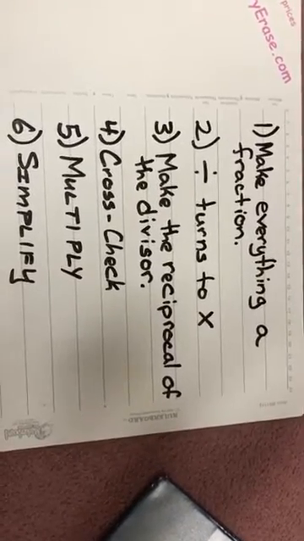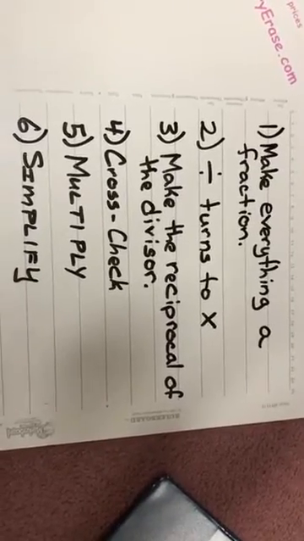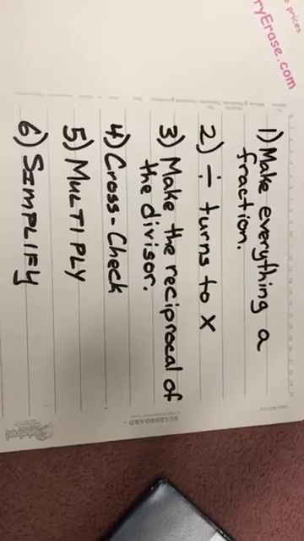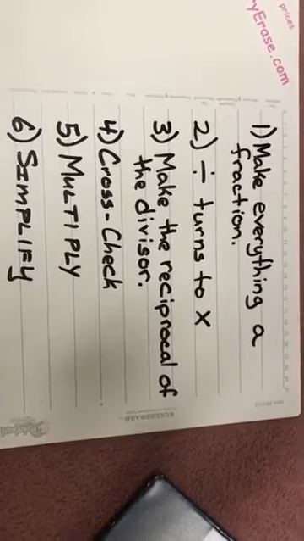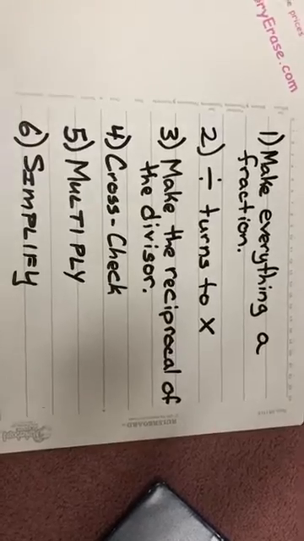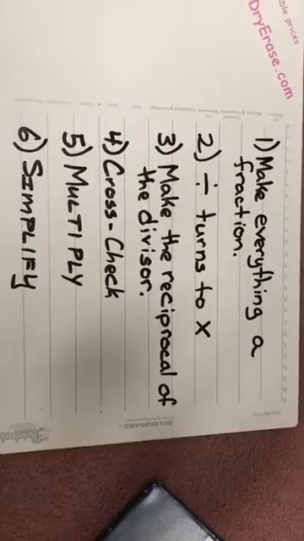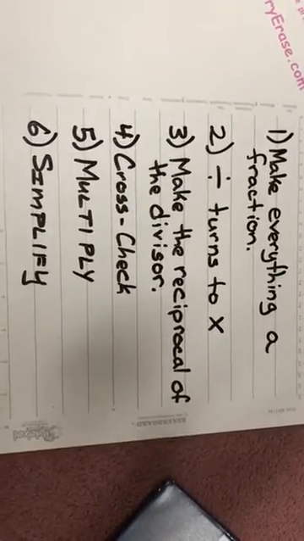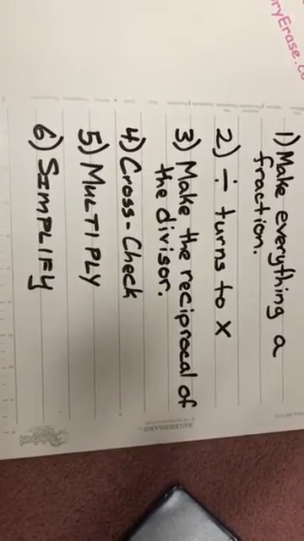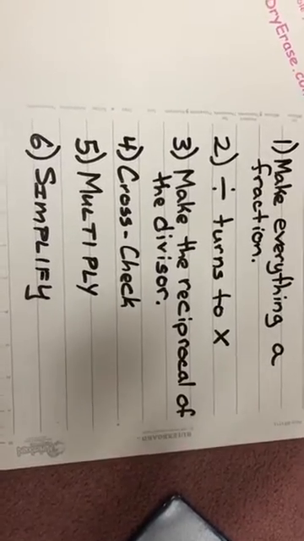Step 1 is to make everything a fraction. Step 2, the division sign turns to a multiplication sign. Step 3, we're going to make the reciprocal of the divisor. Remember, the divisor is the second number in the division problem, the number you are dividing by. Step 4 is to cross check. Step 5 is to multiply. Step 6, double check your work by simplifying. Make sure your answer is in simplest form.